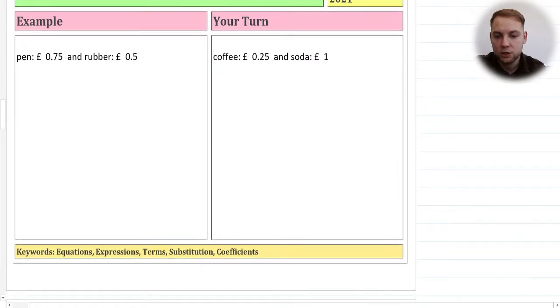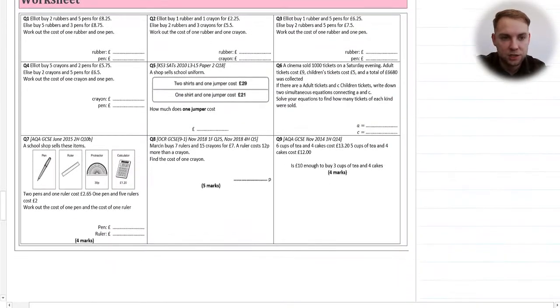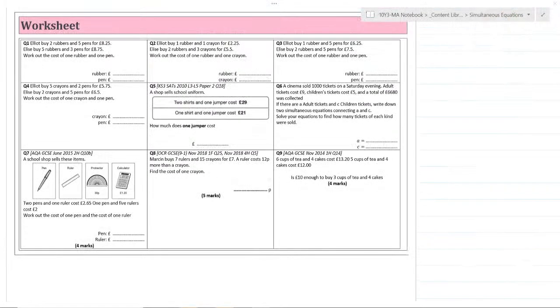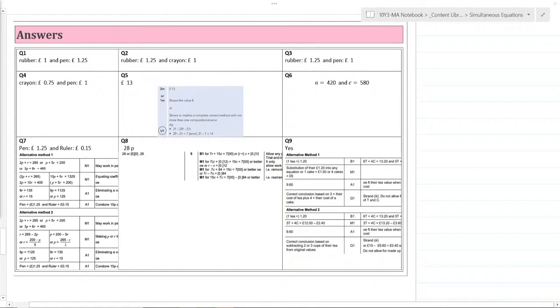Alright, so if you're catching up with this at home, here's some questions for you to have a little go at. So pause and have a go at those if you're catching up at home. And there's your answers to those.